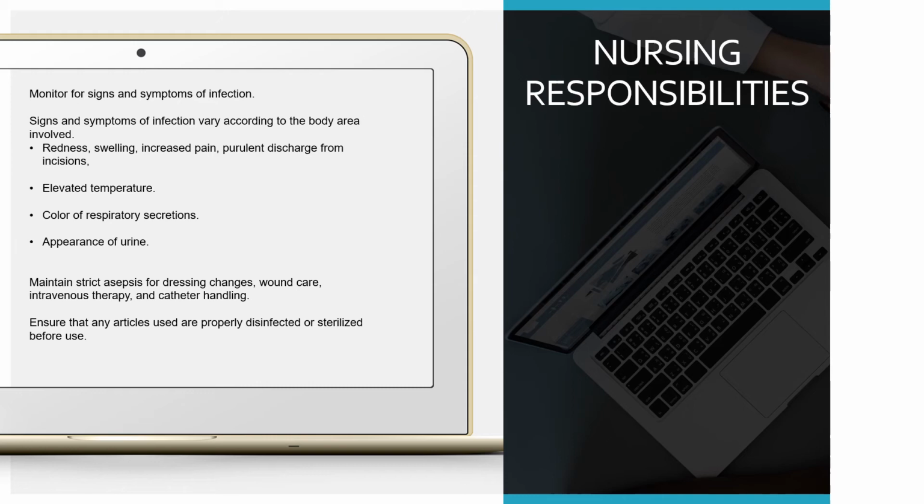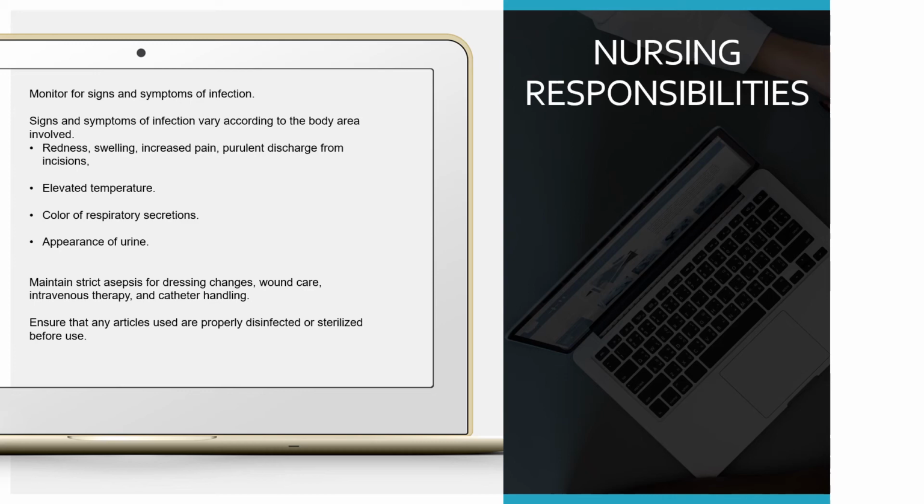Signs and symptoms of infection vary according to the body area involved. Redness, swelling, increased pain, and purulent discharge from incisions, injuries, and exit sites of tubings, such as drains or catheters, are the classic signs of infection. Any suspicious drainage should be cultured so that antibiotic therapy is determined by the pathogens identified.